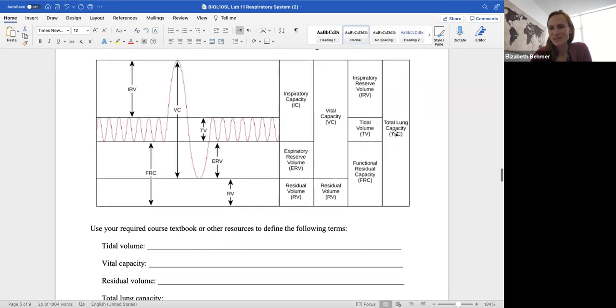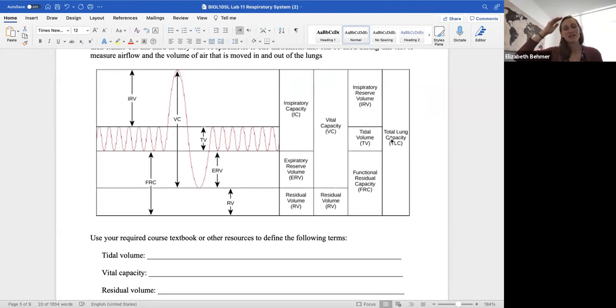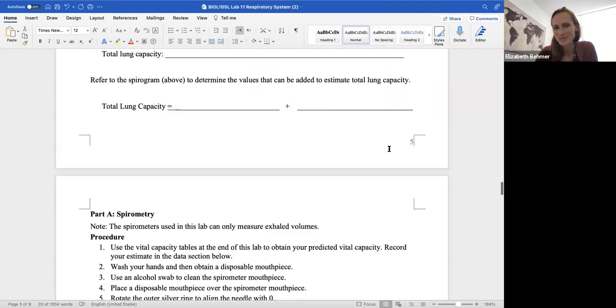So total lung capacity is shown by adding them all up. You can add IRV plus TV plus FRC. You can find total lung capacity by adding up vital capacity plus RV. So there are different ways you can add up total lung capacity, but basically total lung capacity is all the air in the lungs, including the residual volume that exists at all times.